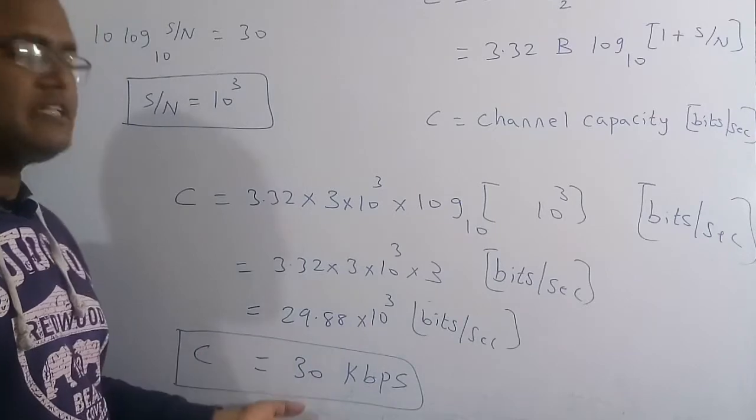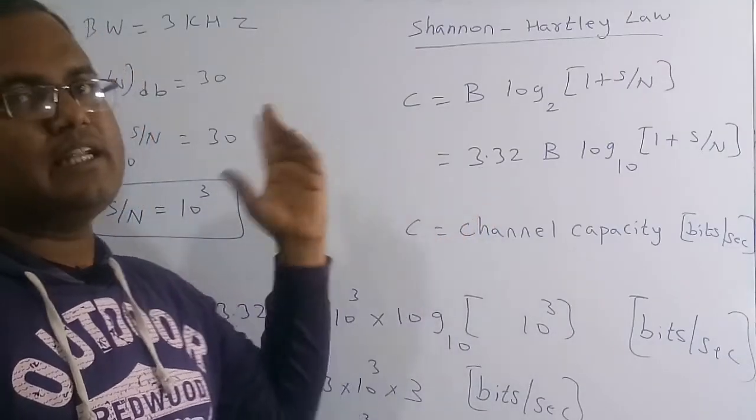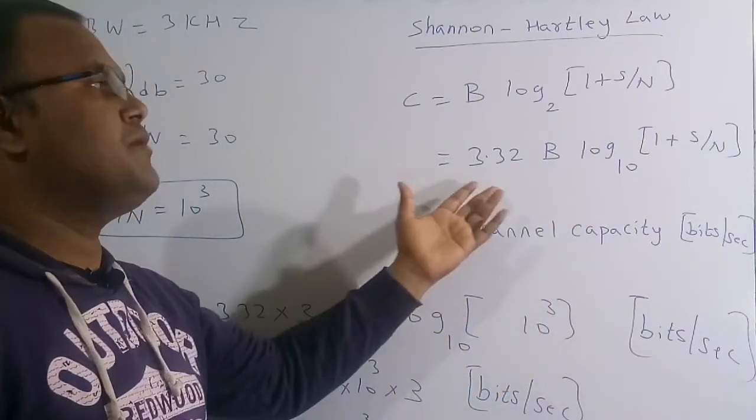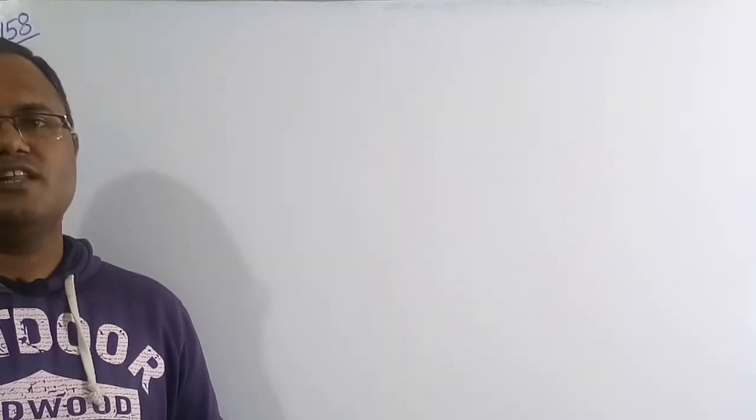So the channel capacity of 30 kilobits per second is the correct solution, and the formula is channel capacity C is equal to bandwidth into log of 1 plus S by N with a base of 2, or 3.32 into bandwidth into log of 1 plus S by N with a base of 10. Now we are going to solve the 158th question.